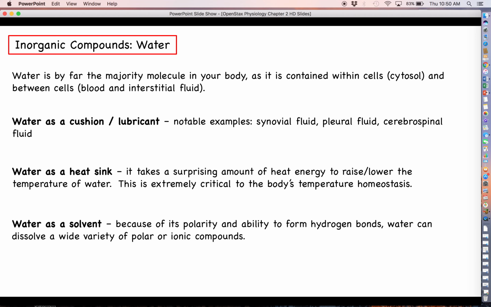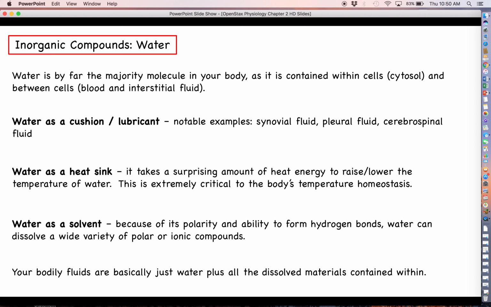Very important here, water as a solvent, and any property of water that we discuss mostly is going to relate back to the polarity of water that we discussed in a previous video. Because of water's polarity and its ability to form hydrogen bonds, water can dissolve a very wide variety of polar or ionic compounds, so things like salt and things of that nature.